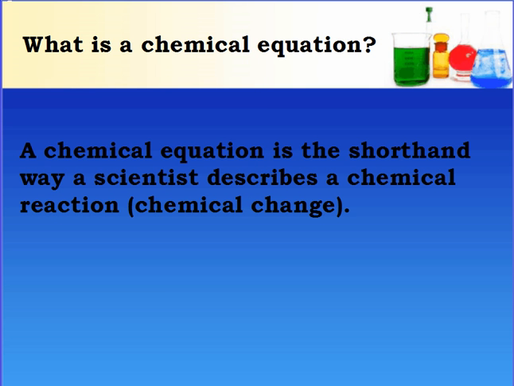What is a chemical equation? A chemical equation is the shorthand way that a scientist describes a chemical reaction. Remember that a chemical reaction is also the same as a chemical change, just a different way of saying it.